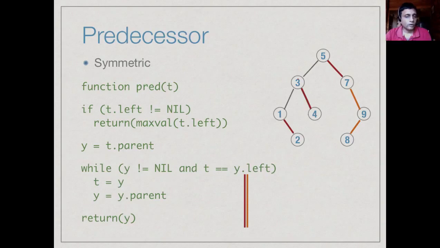Similarly, from 4 we go up, and so our goal is to go right, and then where we turn left we find the predecessor, right? So we immediately turn left at these 3 nodes, and then at 8 we go right, and where we turn left we find the predecessor. So this is how the predecessor works. It's exactly symmetric to the successor function.